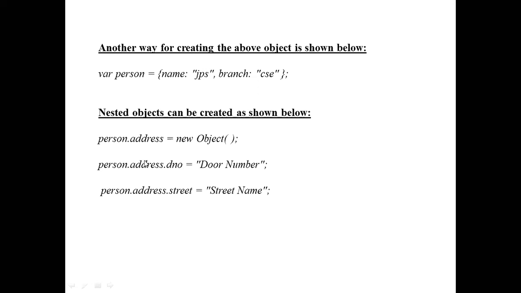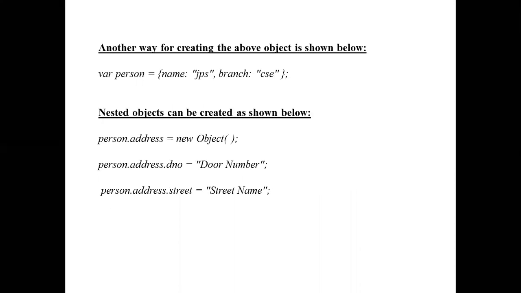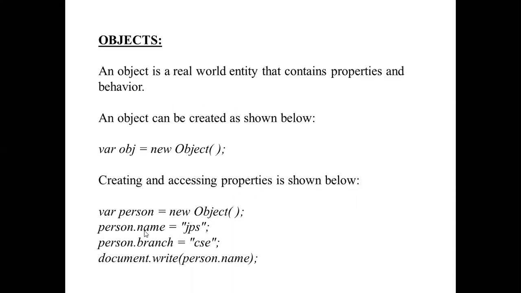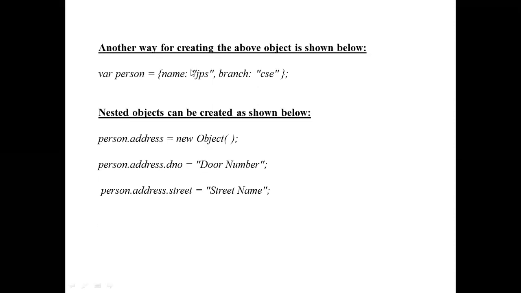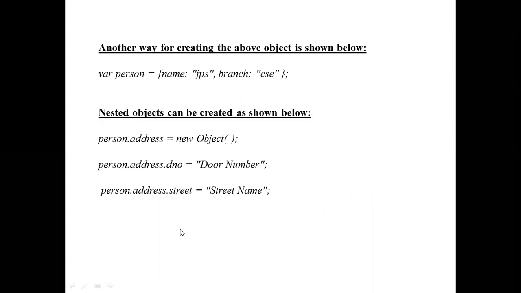Next one, printing the properties of an object. Suppose you want to print a property of the object, so here document.write(person.name). Here document.write is the output statement in JavaScript, and name is the property of the person object. So document.write(person.name) prints the value. What is the person.name value? JPS.